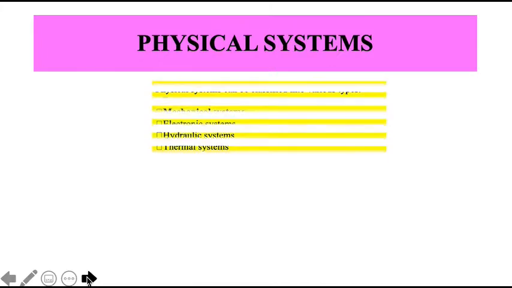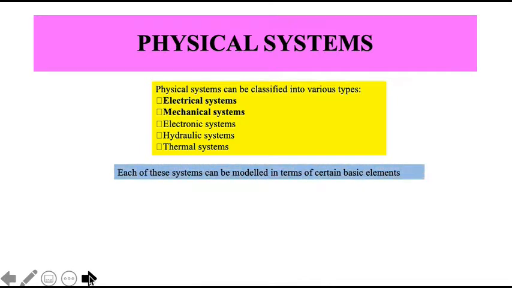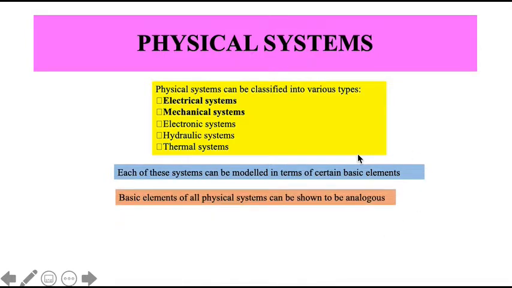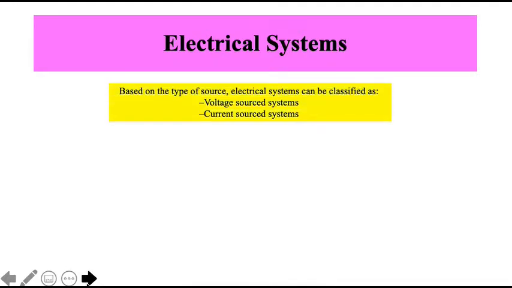So we start by classifying things into several types. It could be an electrical system, mechanical system, electronics, hydraulic, thermal, and several other systems. Each of these systems can be modeled in terms of certain basic elements. Then we will see if there is any analogy across domains, between electrical and mechanical systems. Through this lecture, we will concentrate mainly on electrical and mechanical systems.